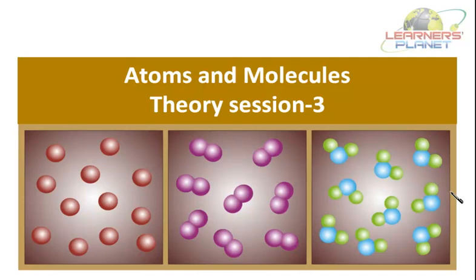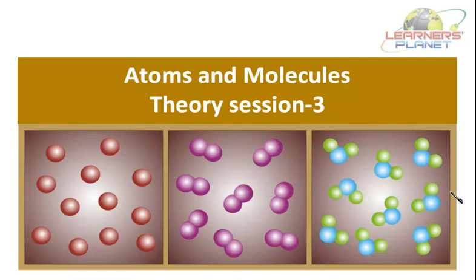In the previous session we have discussed the laws of chemical combination, that is the law of conservation of mass and the law of constant proportions, right? Now what does the law of constant proportions state? That elements combine in a simple ratio to form a compound, or in a compound, the elements exist in a fixed ratio by mass. Now, what are these elements exactly?